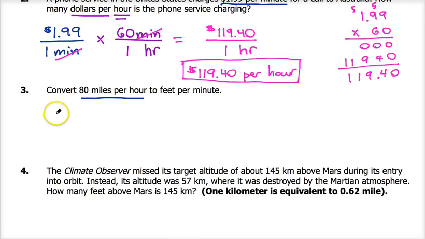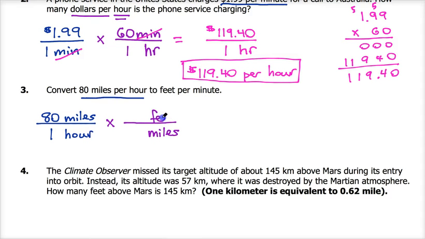We're going to start with our given rate, 80 miles per every 1 hour. From there, I'm going to multiply by a unit conversion factor that will take me from miles to feet. Miles is on the top here, so I need it to go on the bottom so that those cancel out, and feet is what I'm trying to go to, so that's going to go on the top.